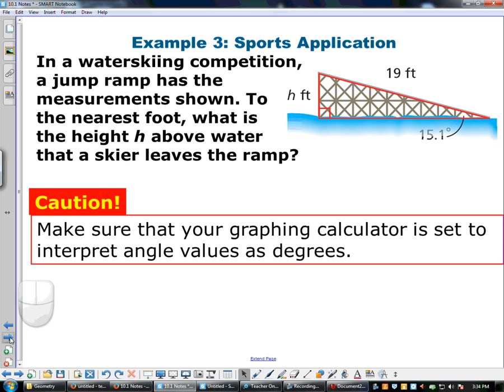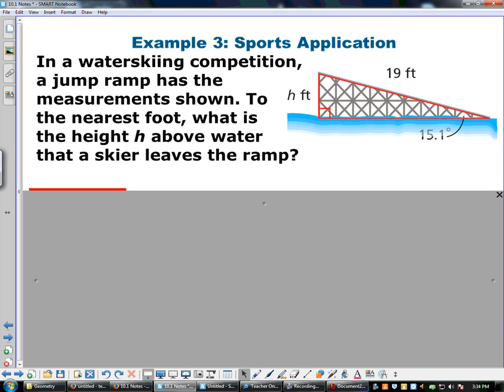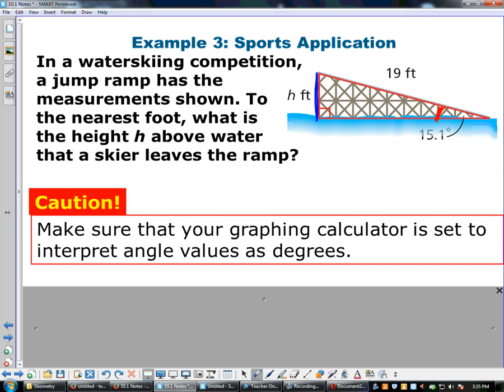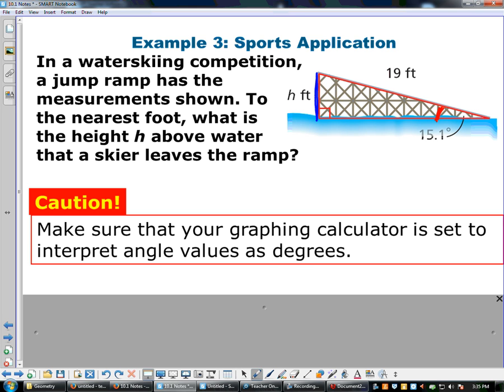Okay, so let's take a look at example 3, sports application. In a water skiing competition, a jump ramp has the measurements shown. To the nearest foot, what is the height h above water that a skier leaves the ramp? So the ramp has been built so it forms a 15.1 degree angle with the water, and the ramp itself is 19 feet long, and we're wondering what is the height of the ramp above the water. All right, so caution, make sure your graphing calculator is set to interpret angle values as degrees.